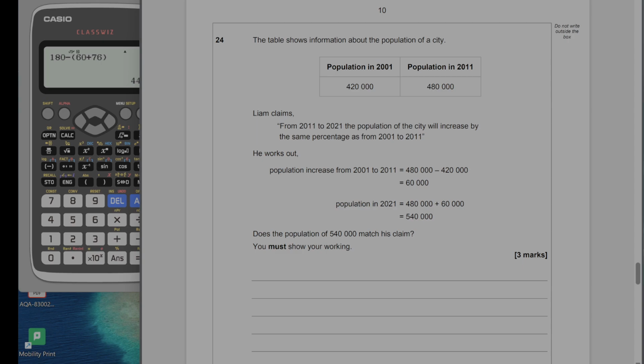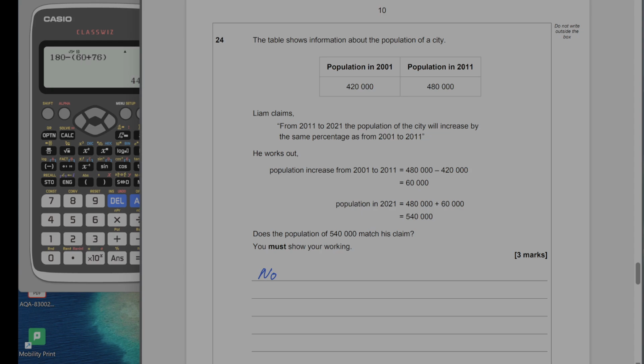Okay, question 24. The table shows information about the population of a city, population in 2001, population in 2011. Liam claims that from 2011 to 2021, the population of the city will increase by the same percentage as from 2001 to 2011. He works out the population increase is 60,000. Does the population match his claim? No, you must show your working.